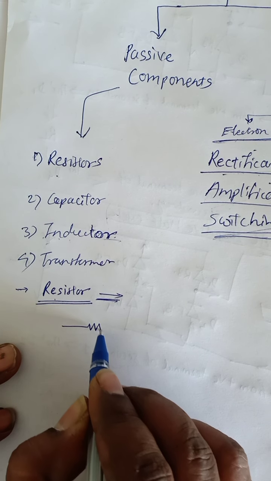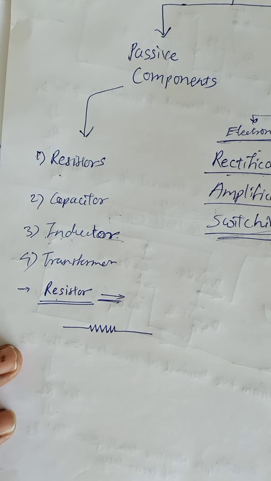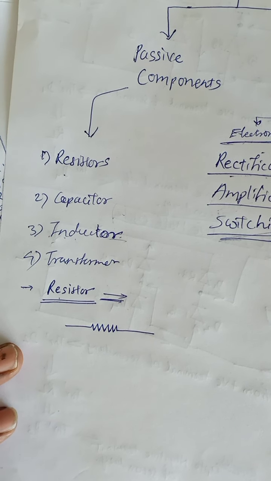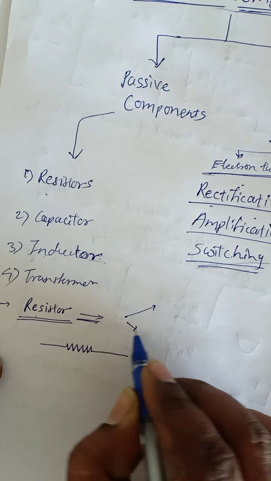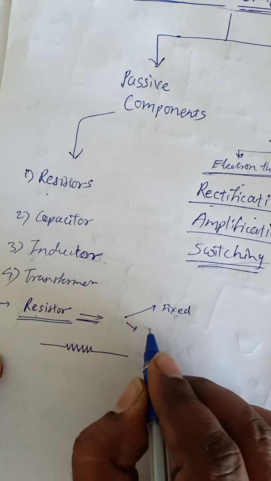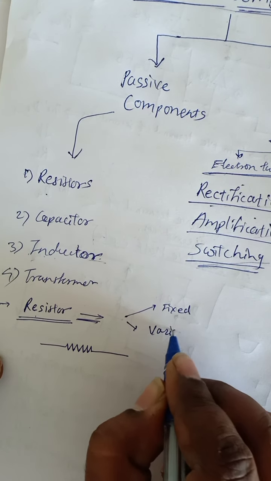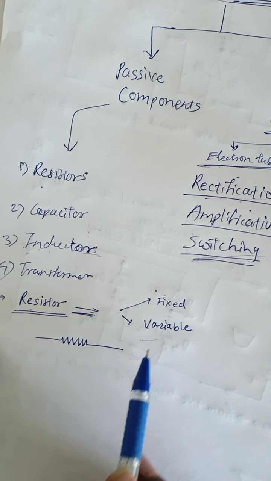is like this. Okay, so this is a symbol of resistor. Okay, so resistors generally there are two types. First one is a fixed and second one is variable. Okay, so there are fixed and variable type of resistor.